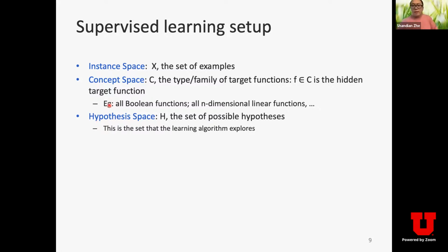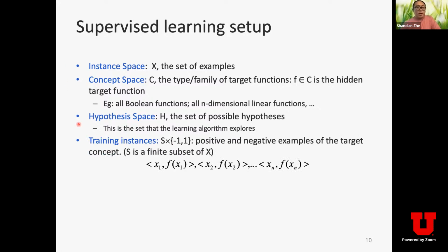And here I want to emphasize that the concept space and hypothesis space do not necessarily overlap, right? Sometimes you do not even know what your concept space is. But what you exactly know will be the hypothesis space. For example, if you learn a linear model, you know your hypothesis space must be a set of linear functions or linear models, right? But your concept space, you might not even know whether your target function is a linear function or nonlinear function.